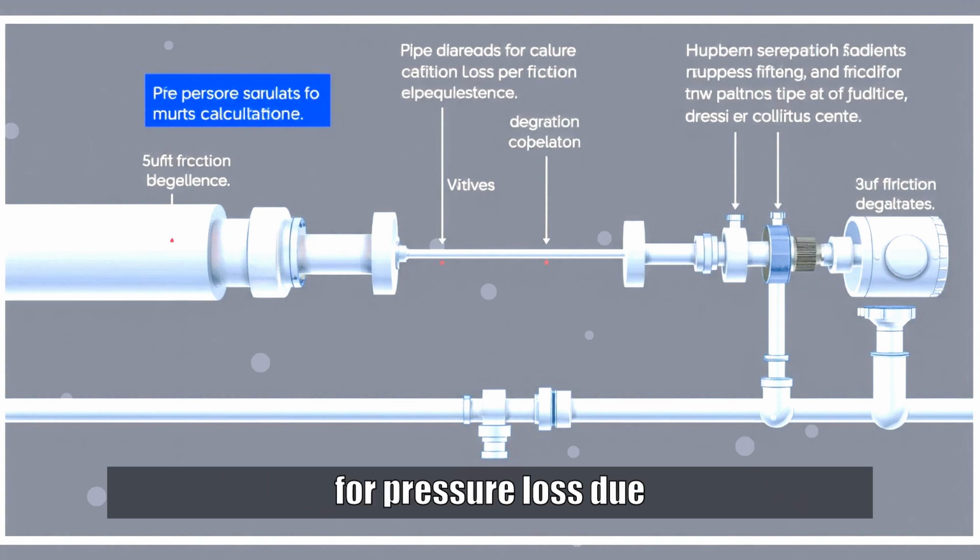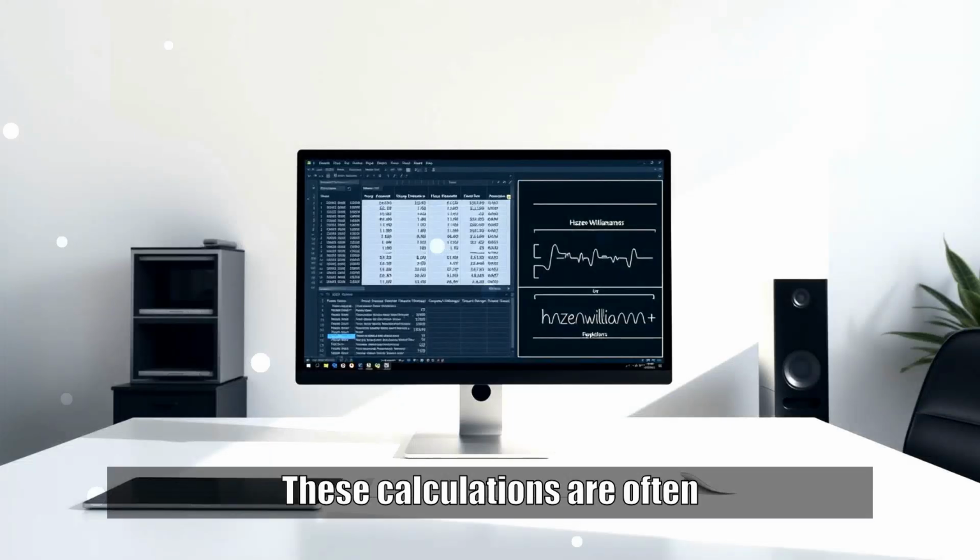Hydraulic calculations must account for pressure loss due to friction, elevation difference, and the number of fittings. These calculations are often performed using specialized software or spreadsheets that factor in the Hazen-Williams equation.